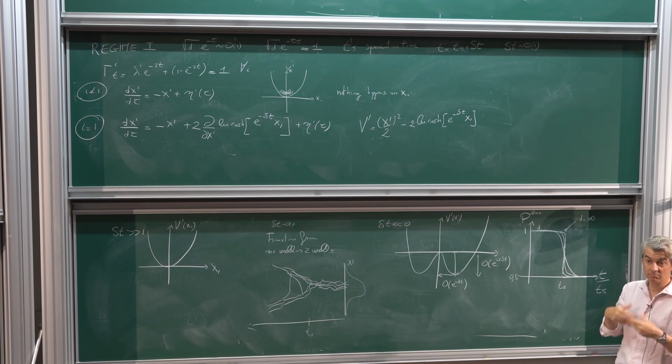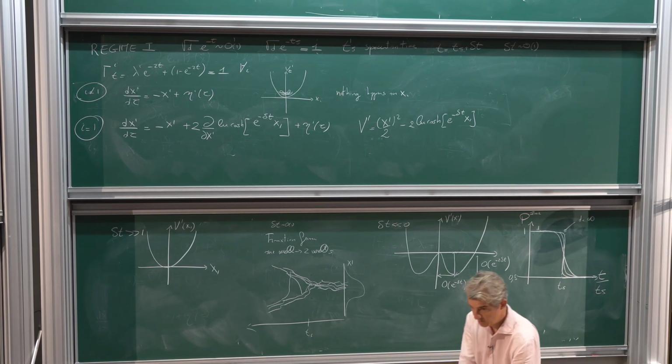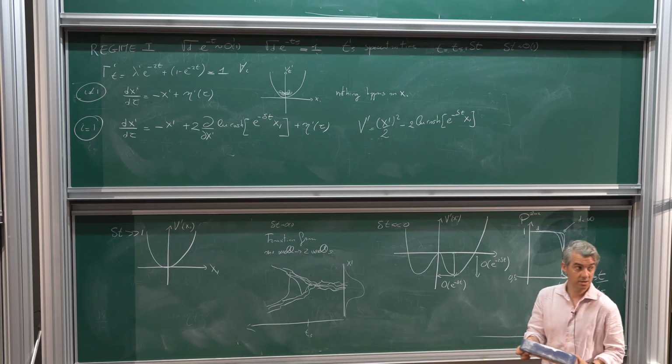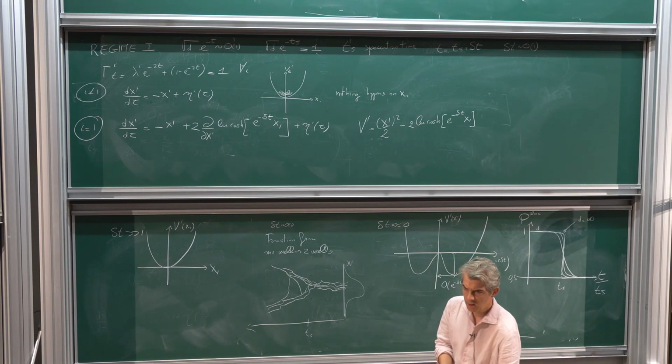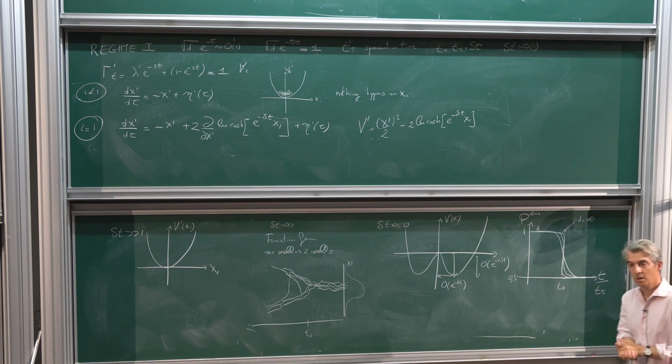All right, now let's study regime 2. What happens in regime 2? If there are no questions. Question? Yeah. Sorry, so you drew that as being like a discontinuous transition in the large d limit?